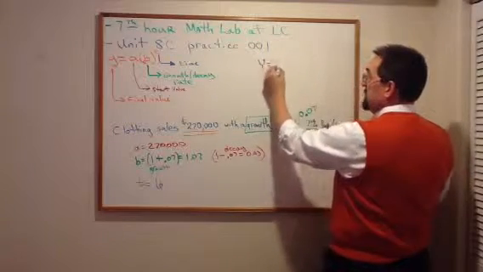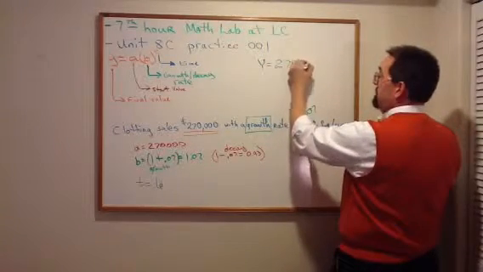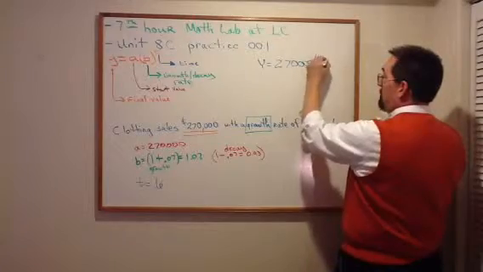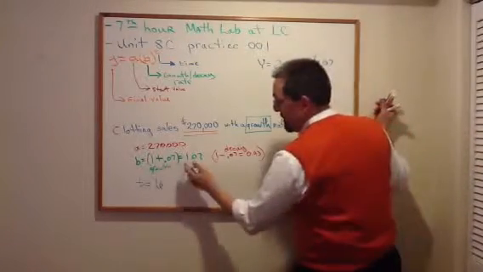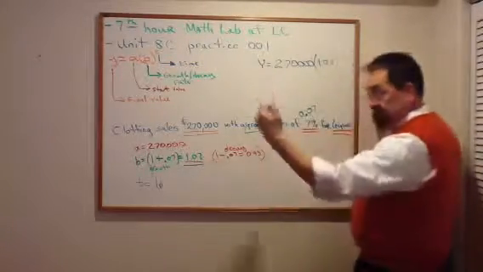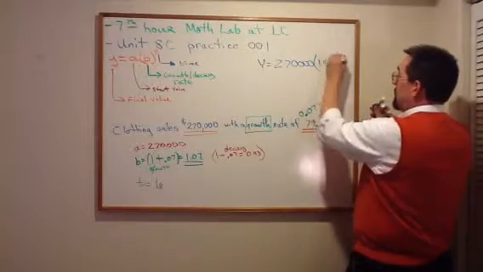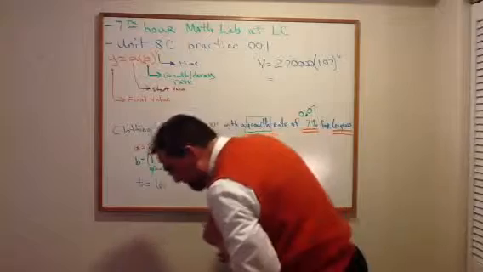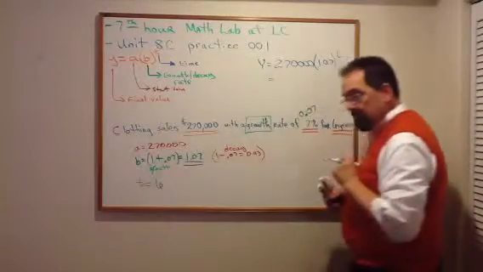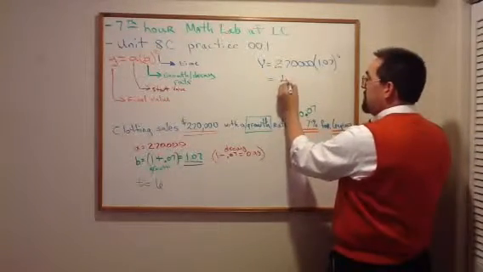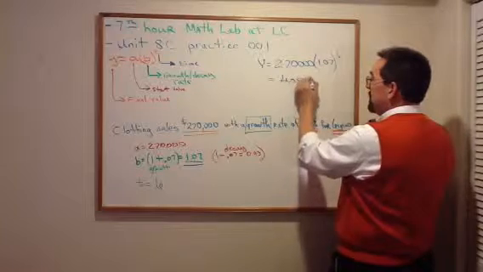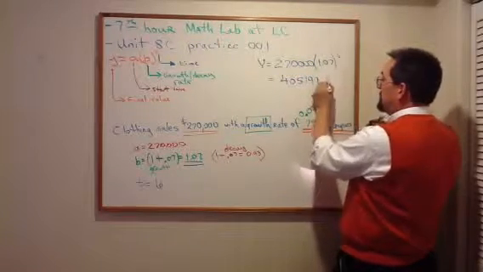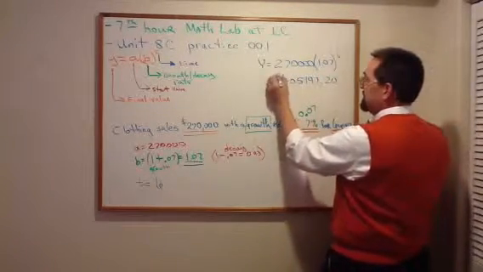Y equals 270,000, 1.07, because it's growth, over 6 years. What do we get for an answer? $405,197.20.